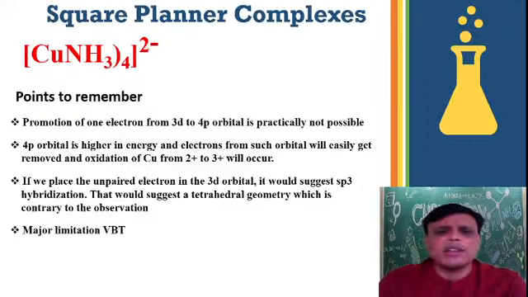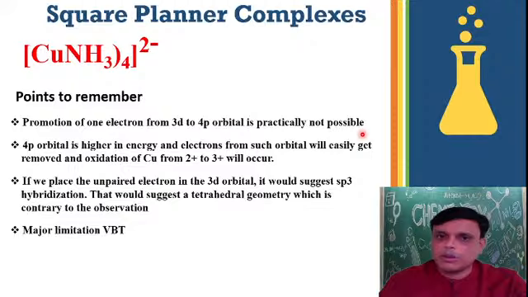Valence bond theory also has some other limitations that we will see at the end of the chapter, but remember this important point: promotion of electrons from the 3d orbital to the 4p orbital is not practically possible. The 4p orbital is higher in energy and electrons from such an orbital will easily get removed, and oxidation of copper will take place from copper 2 to copper 3, and copper will not show +3 oxidation state, because the stable oxidation states of copper are +1 and +2.